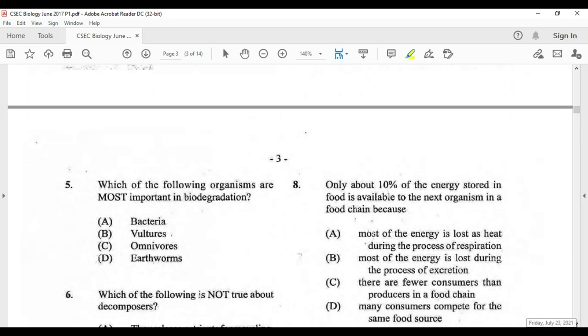Question number 5: which of the following organisms are most important in biodegradation? We usually talk about saprophytes, and in saprophytes, we talk about detritivores and decomposers. So we are looking at what will break down an organism. Here we have bacteria, vulture, omnivores, and earthworm. The earthworm is a detritivore, while the bacteria is a decomposer and the vulture falls in the group of saprophytes. Omnivores are organisms which eat both plants and animals.